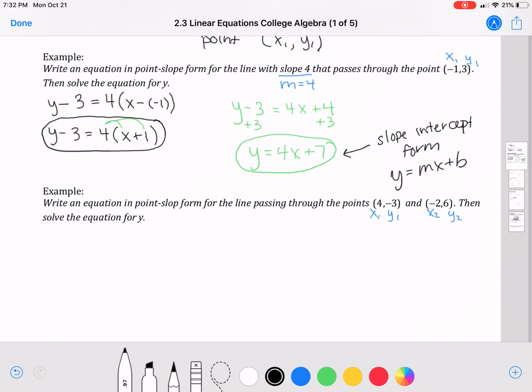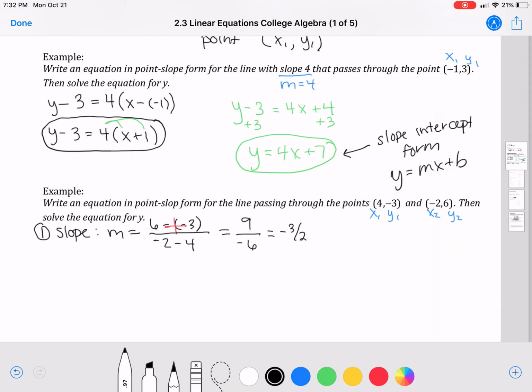So first step always is to find our slope. So we have m equals. So we're going to subtract our y's. So 6 minus negative 3. Okay, 2 negatives. Go ahead and make that a positive. And we're looking over negative 2 minus 4. So 6 plus 3 is 9, and negative 2 minus 4 is negative 6. We can reduce this fraction by 3. So this reduces to be negative 3 halves.